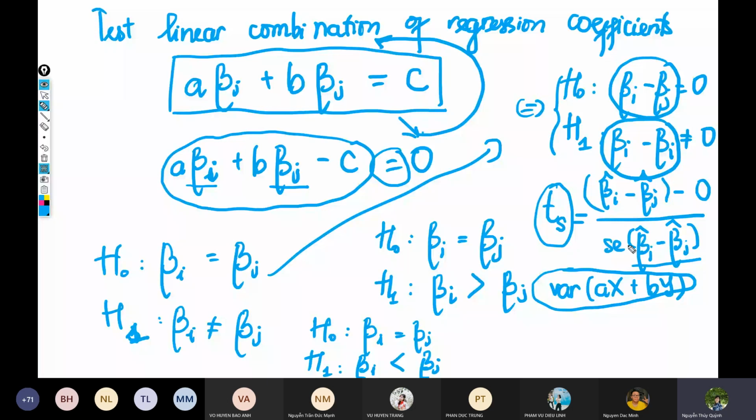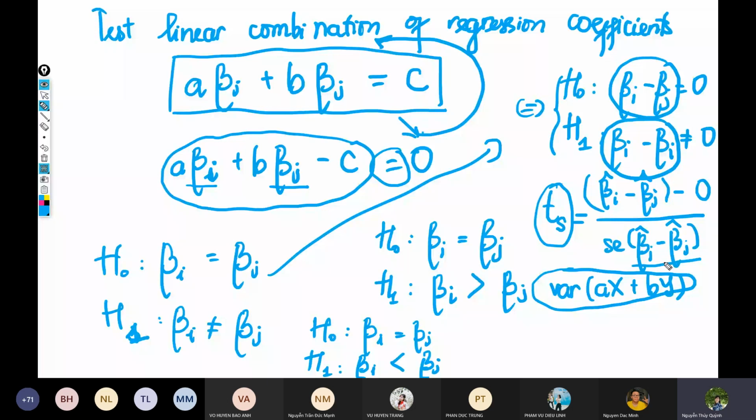The most important step here is to calculate the observed value of t. All right, and the most complicated part here is to calculate the value of t, and in order to do that, you have to calculate the standard error of beta 3 hat minus beta 4 hat. Okay, now look at the slide.